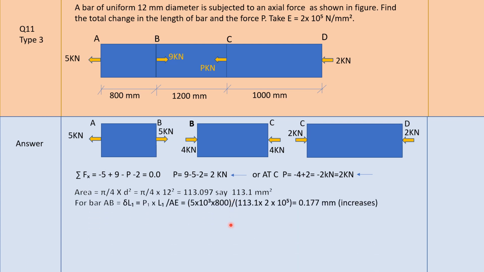Now for the bar AB, delta L1 will be P1 into L1 divided by AE. Now P is 5 kilonewton tensile. So 5 into 10 raised to 3, that is in Newton. Length given is 800 mm. So into 800 divided by area, which is 113.1, into E, given as 2 into 10 raised to 5. So substitute the value 2 into 10 raised to 5.